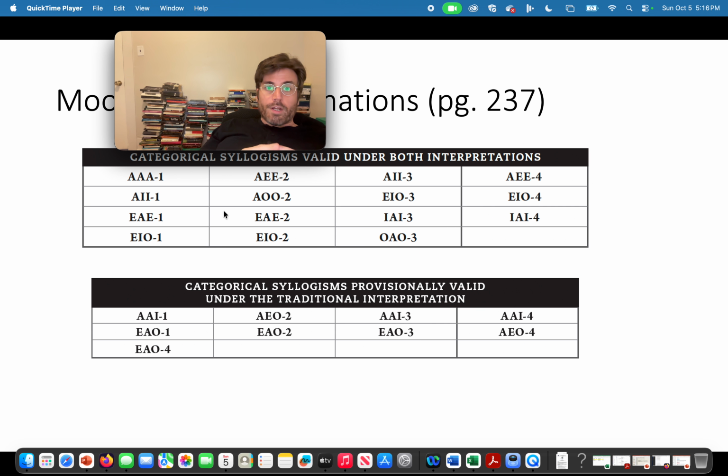All right, so we're going to keep working with these and plug away in terms of using this combination of mood and figure to identify valid and invalid categorical arguments.